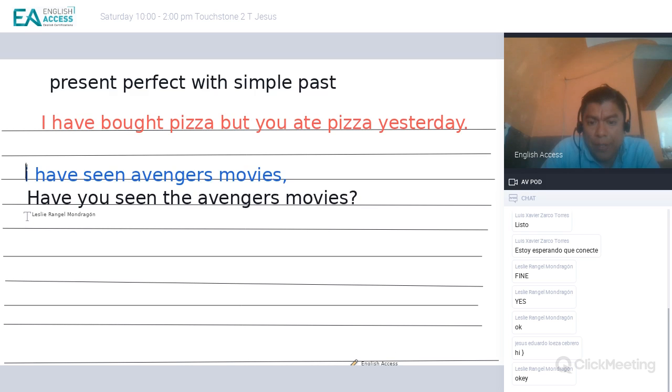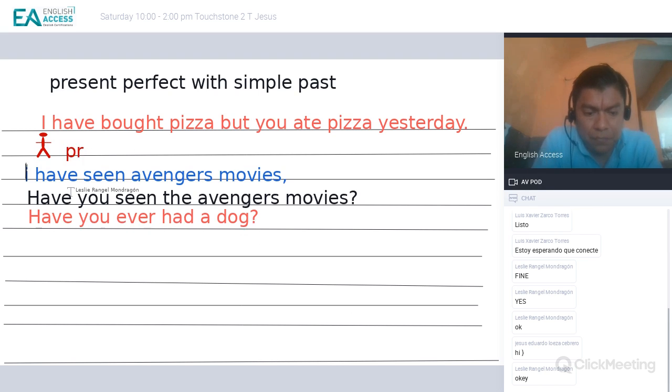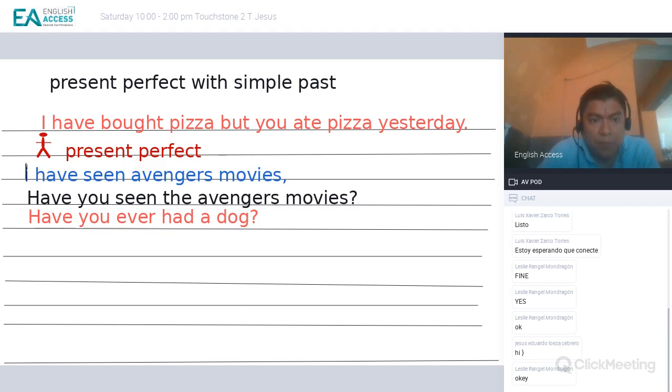Remember, when we have a simple sentence, first is the pronoun, the subject, and then is the tense. Let me see if I can make that little guy. Yes, subject and then present perfect. So perfect. And after the present perfect, we have the complement. Yes.